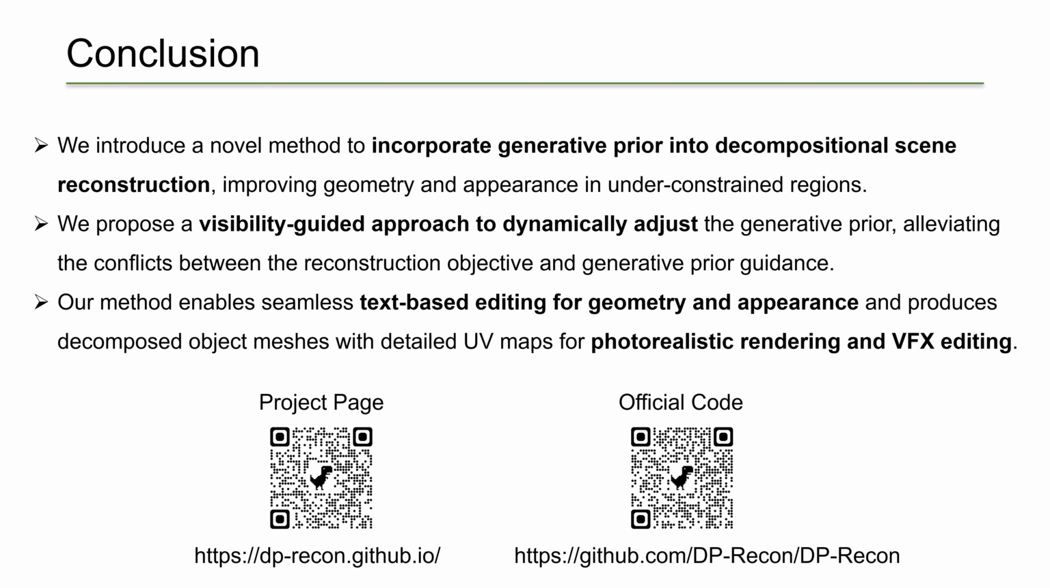To sum up, in this paper, we present a novel method that integrates generative priors into decompositional scene reconstruction, enhancing geometry and appearance in under-constrained regions. By introducing a visibility-guided adjustment strategy, we resolve conflicts between reconstruction and prior guidance. Furthermore, our approach supports text-based editing and produces detailed, decomposed meshes suitable for photorealistic rendering and VFX editing.